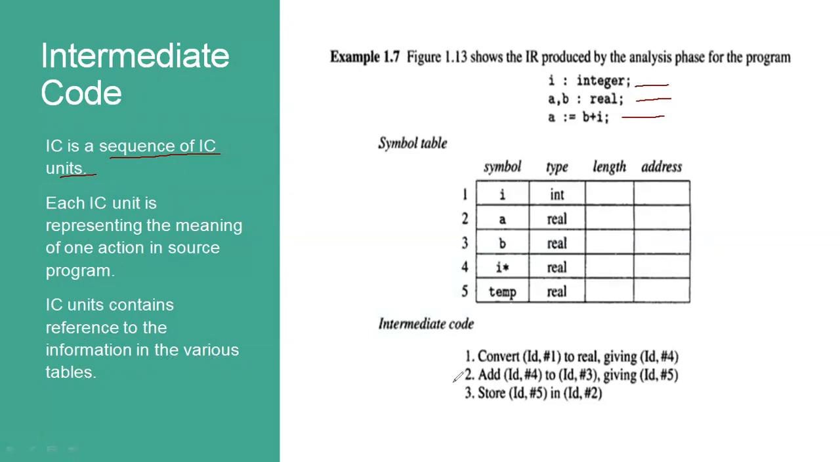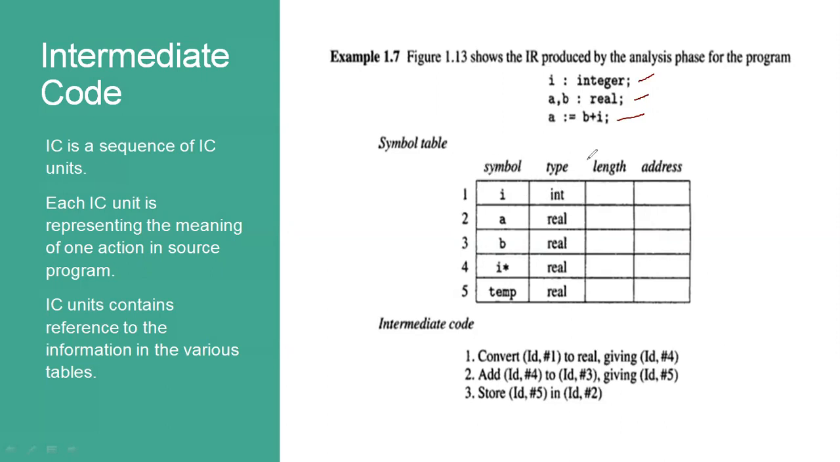Now where are the IC units? 1, 2 and 3. So these are the three important IC units present over here. So let us see the example. I is integer, A and B are real, and A equal to B plus I. So how does this happen? Let us see. This is an overview of the example. In detail, we have to see the example.